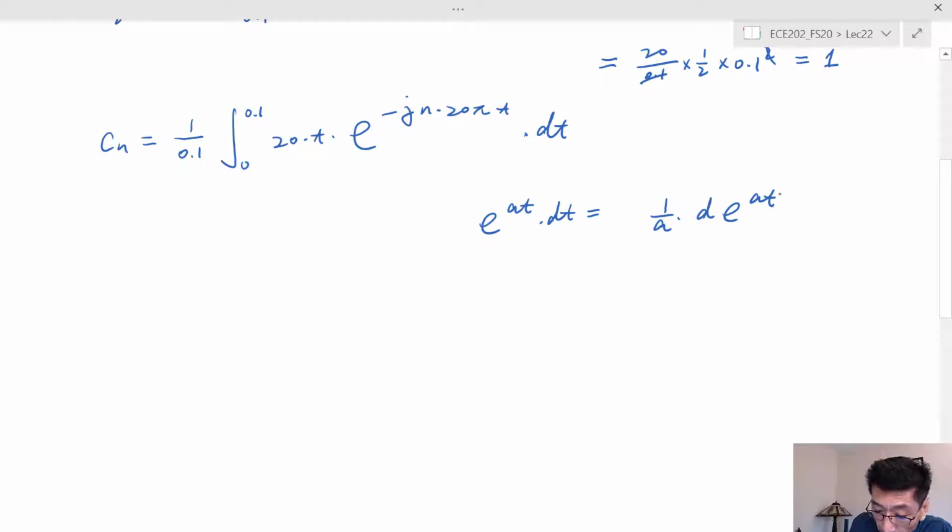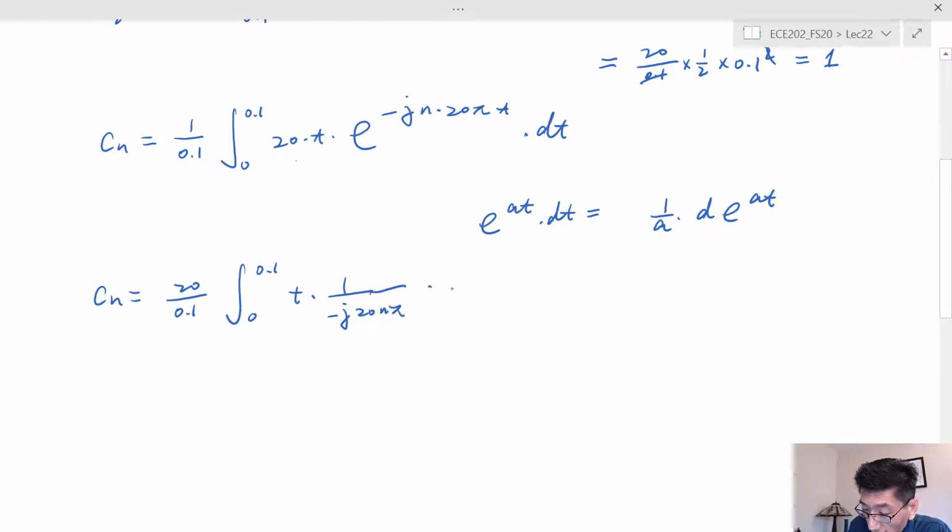And therefore, based on that, cn is going to be equal to, let me try to write this, I move this 20 out, so 20 over 0.1, I integrate from 0 to 0.1. I have a t times 1 over a, where a is everything in front of t in the exponent of this exponential function, that's negative j 20 n pi, times d of e to the minus j 20 n pi t.